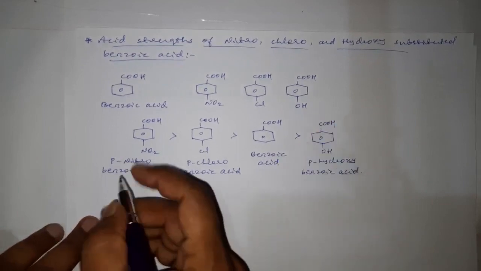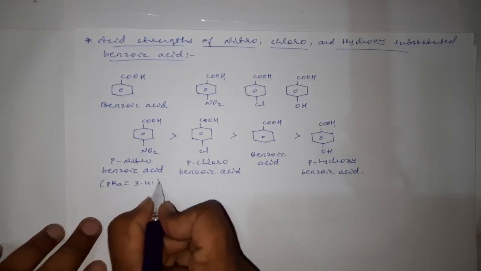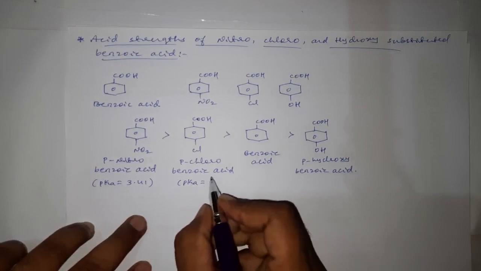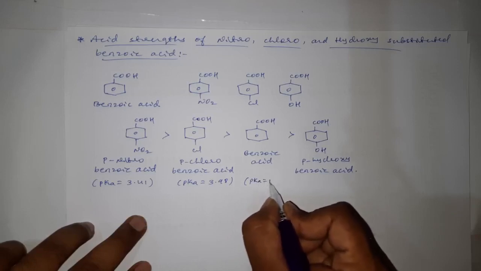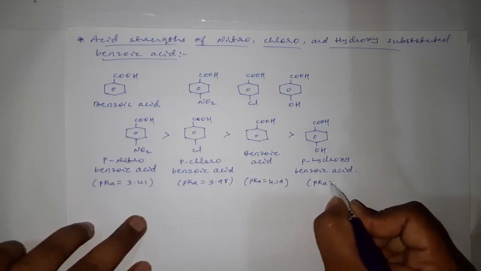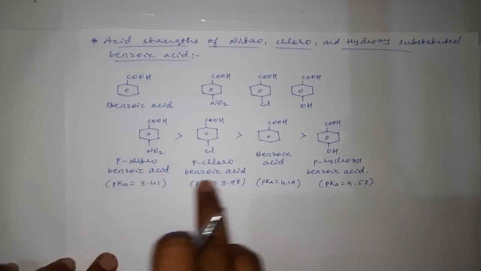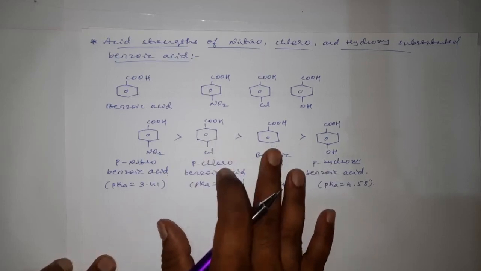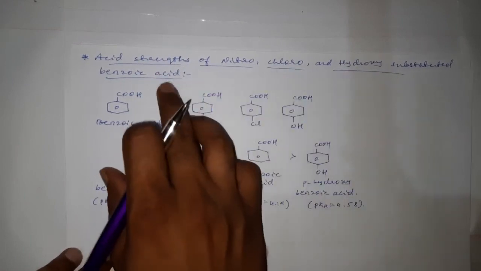Then now we can write the pKa values for this one, and here we know the higher acidic nature molecule will get a low value of pKa, 3.98. For benzoic acid pKa is 4.19, then for parahydroxy benzoic acid pKa value is 4.58. This para-nitrobenzoic acid being more acidic as compared to these three is having a less value of pKa here. Okay, this is all about the acidic strengths of nitro, chloro or hydroxy substituted benzoic acids.